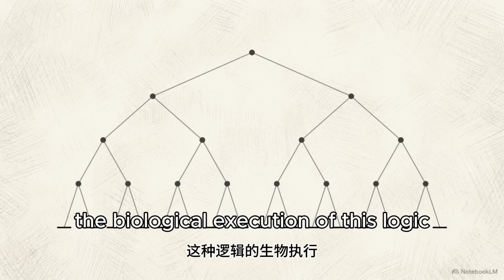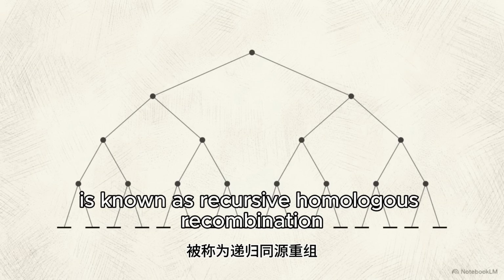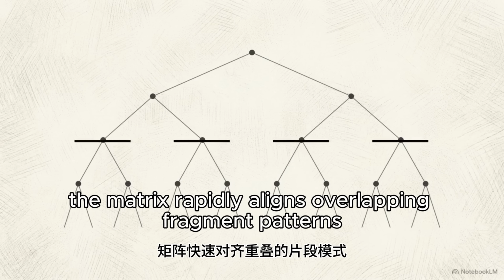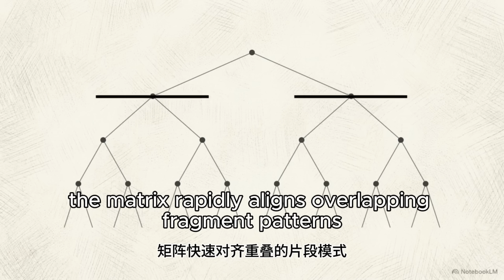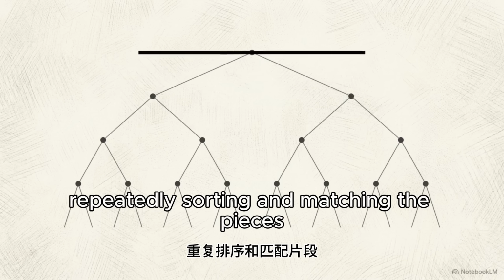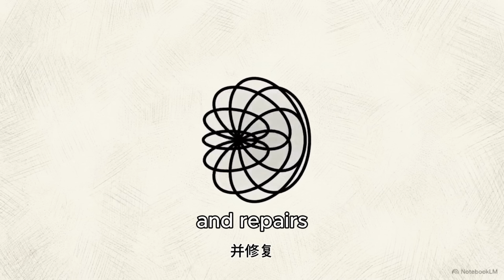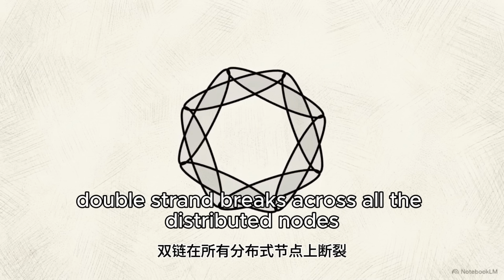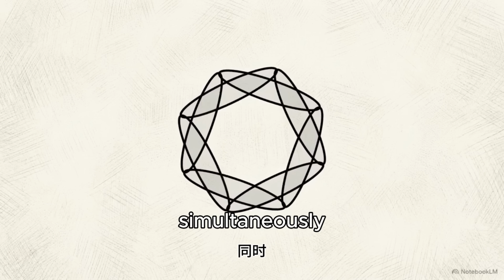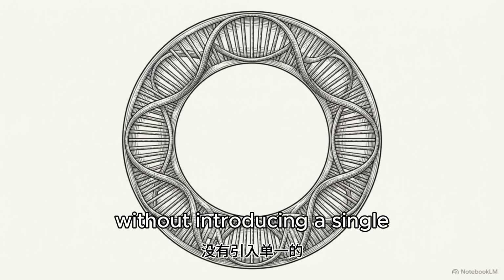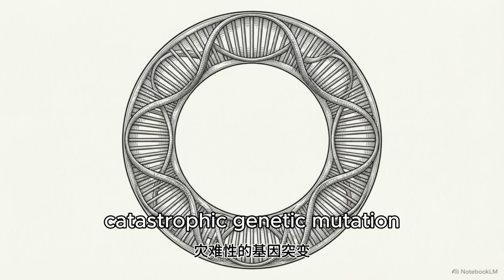The biological execution of this logic is known as recursive homologous recombination. The matrix rapidly aligns overlapping fragment patterns, repeatedly sorting and matching the pieces. This recursive sorting loop perfectly aligns fragments and repairs double-strand breaks across all the distributed nodes simultaneously. It completely rebuilds the entire sequence without introducing a single catastrophic genetic mutation.